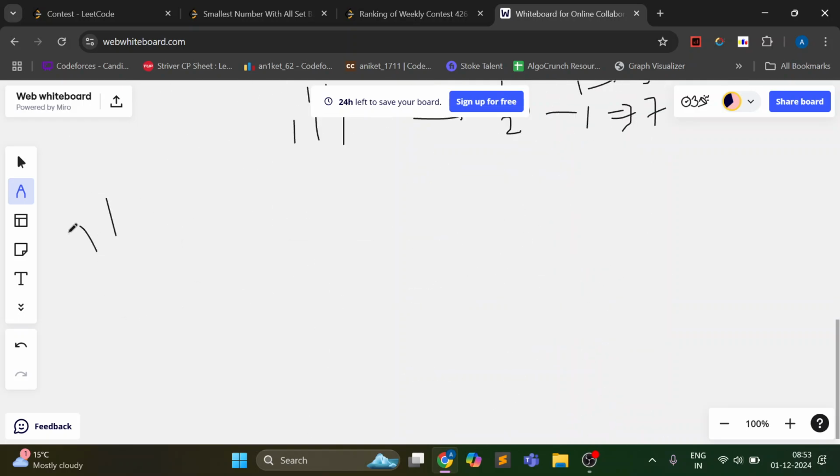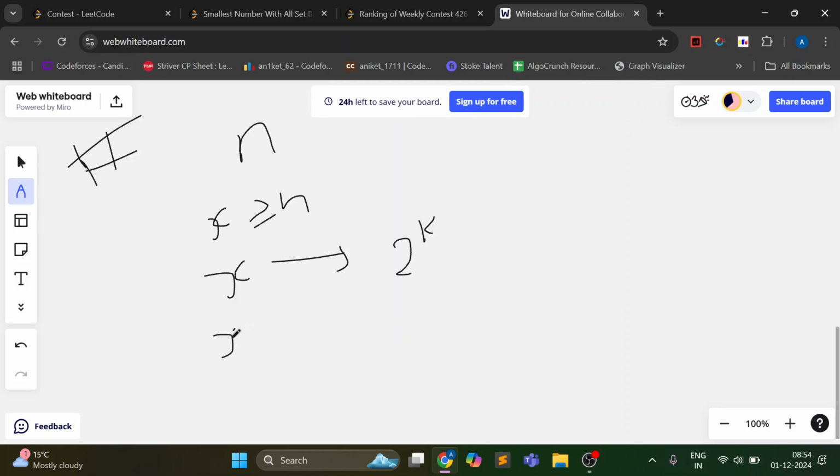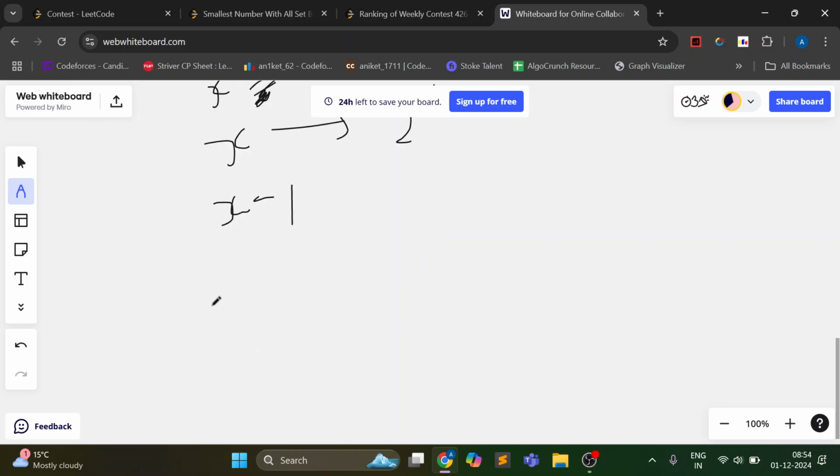Another approach is, for any number n, find a number x such that x is greater than equal to n and x is a power of 2. And in this case our answer would be x minus 1. So we have to always find a number which is greater than n and which is also a power of 2. How can we do that?